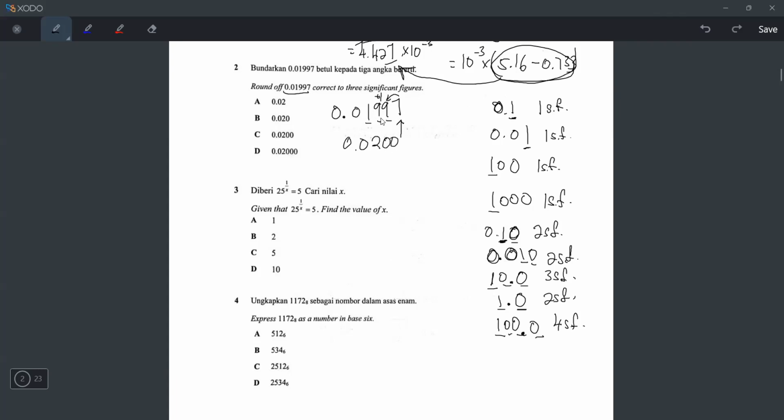Because 199 plus 1 is 200, and the 7 is gone already. Okay, because it's already rounded off. So this is the answer. So the answer is C.